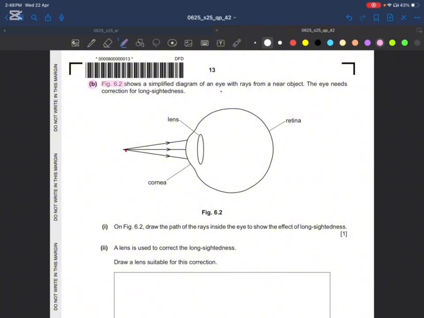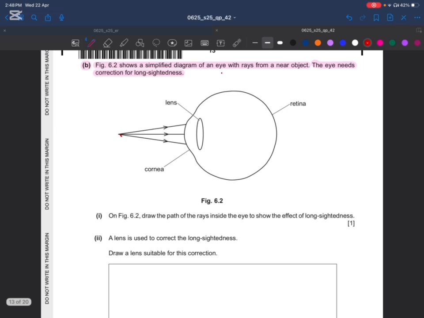Then over here you have B. Figure 6.2 shows a simplified diagram of an eye with rays from a near object. The eye needs correction for long-sightedness. First of all, you should know what the problem of long-sightedness is. You can see an object at a long distance, but you cannot see clearly an object which is close to the eye. So what they are asking here on figure 6.2: draw the path of the rays inside the eye to show the effect of the long-sightedness.